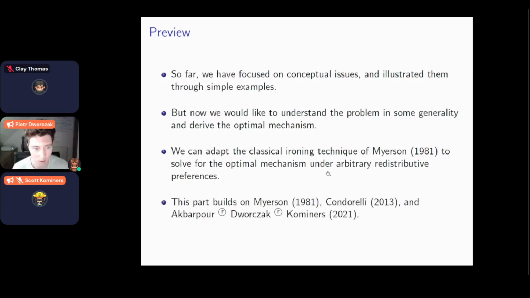This part basically builds on Myerson's paper originally, Condorelli's very nice paper from 2013, as well as our own working paper, a recent one. I'm not going to draw a distinction which parts are coming from which paper, but please consult the tutorial website to read more about the individual papers.